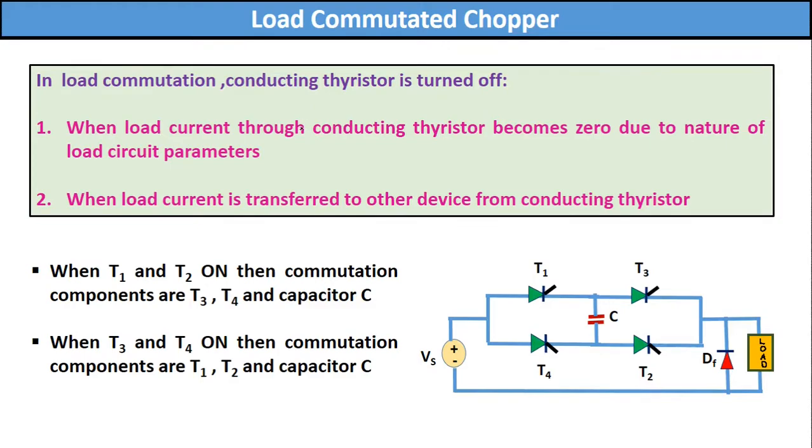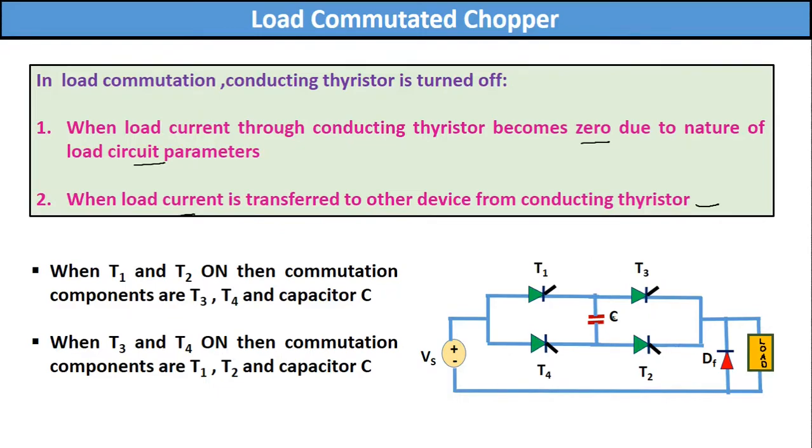In the load commutation, the conducting thyristor is turned off by two ways. First, when the load current through the conducting thyristors becomes zero due to nature of load circuit parameters. Second, when the load current is transferred to other device from the conducting thyristors.